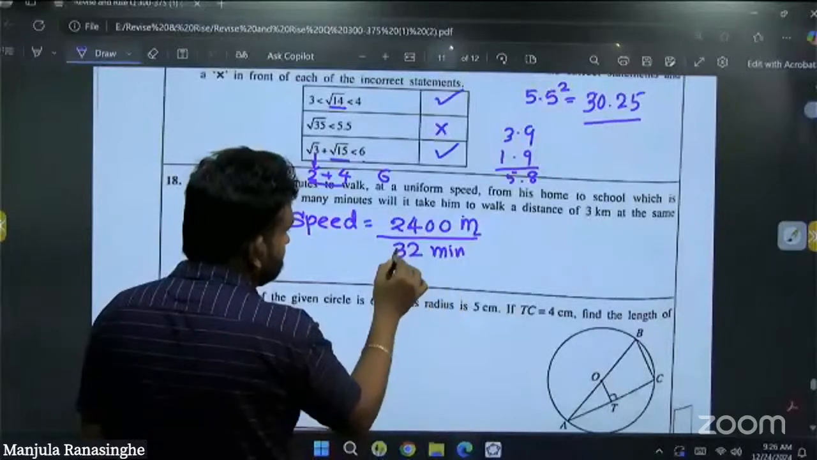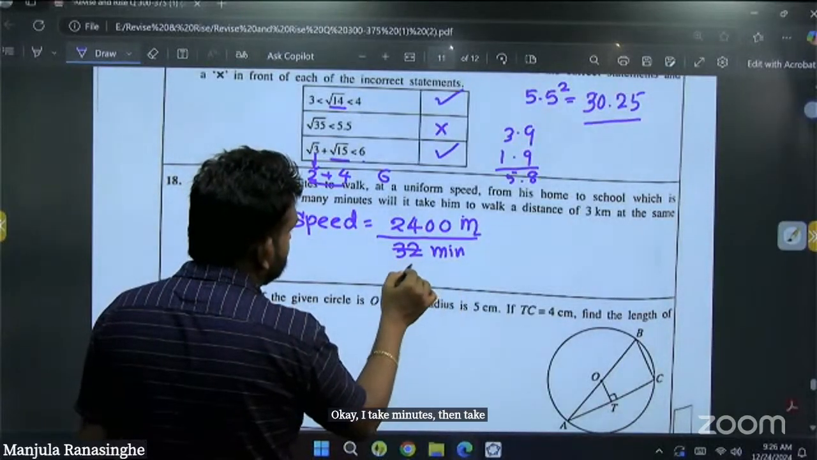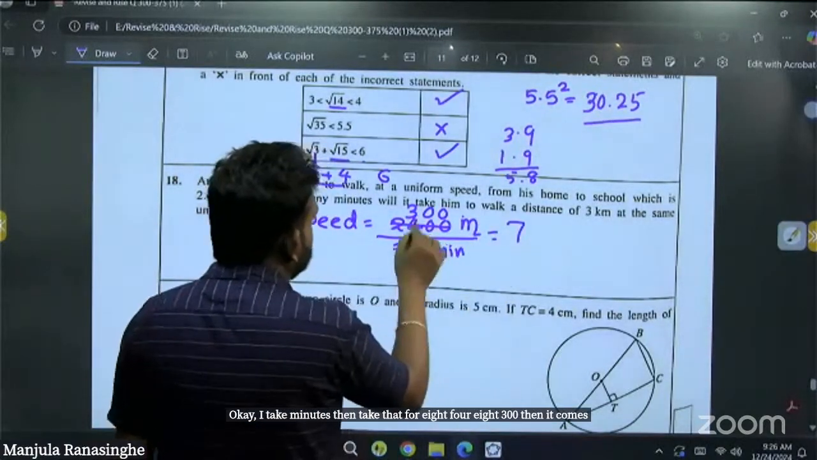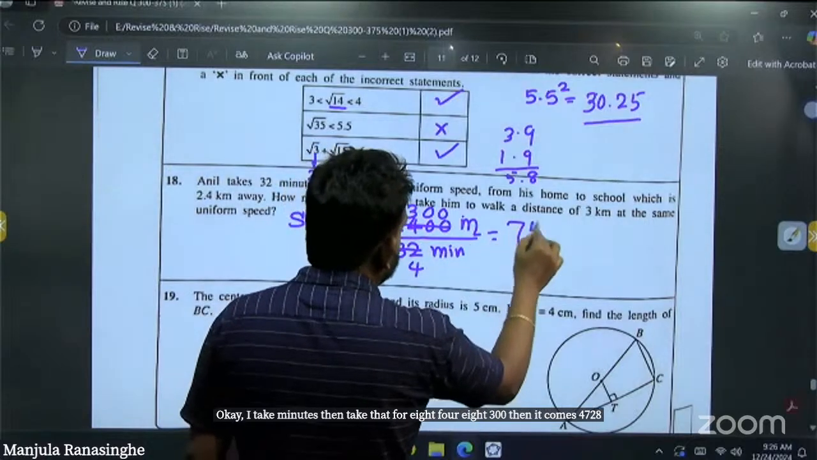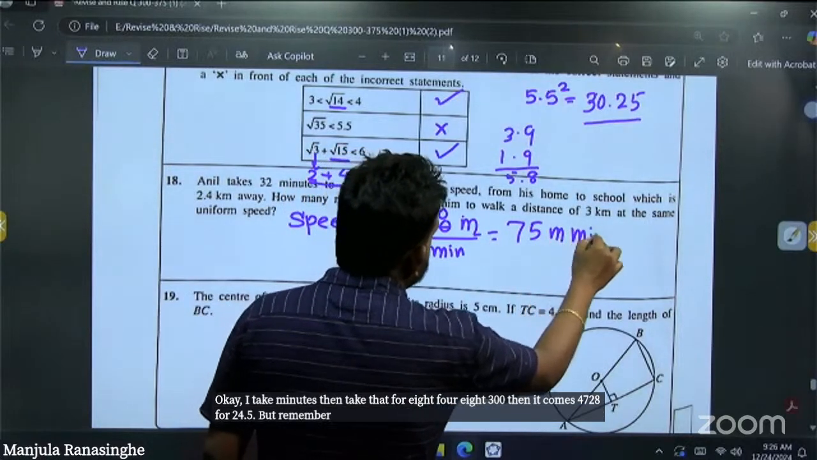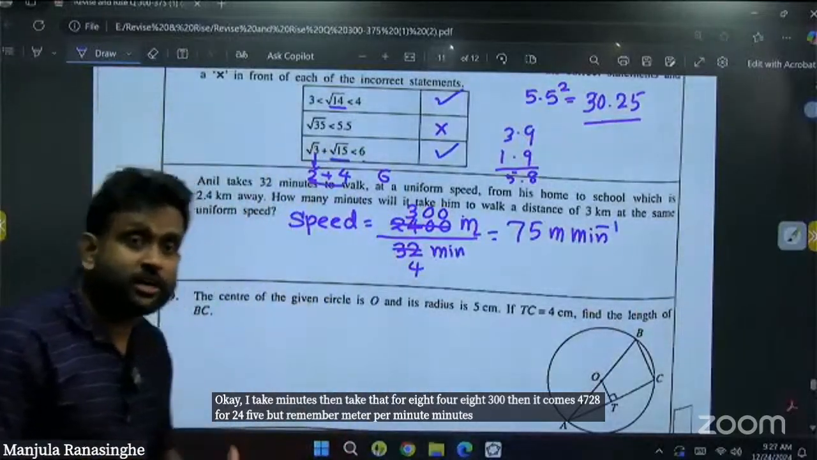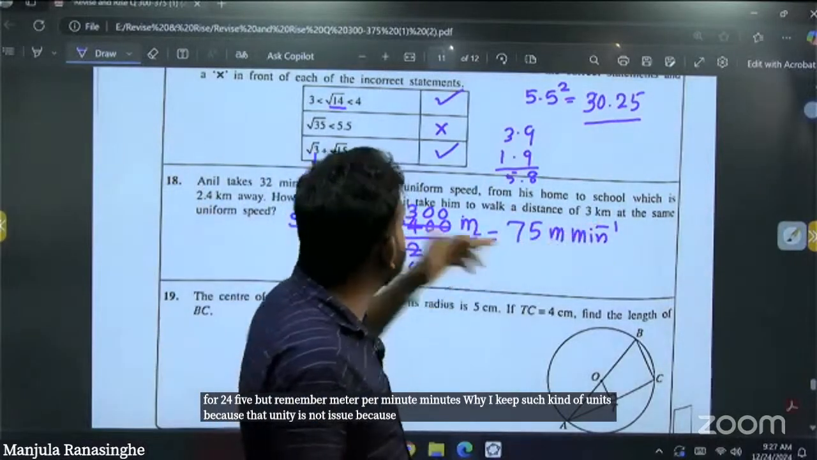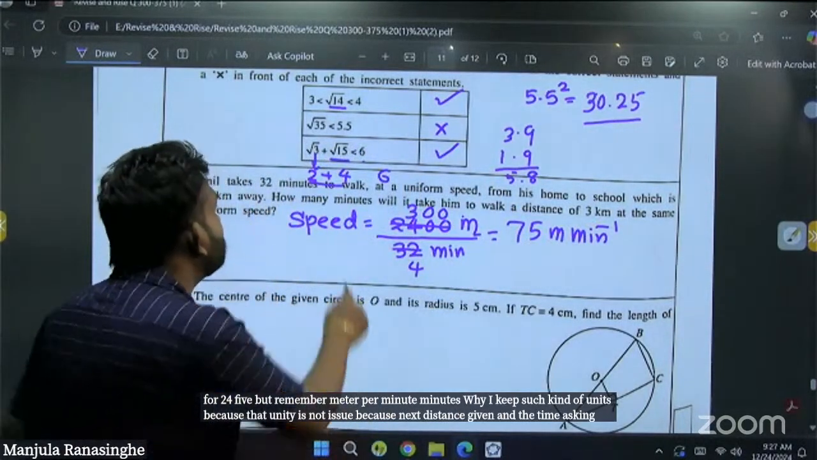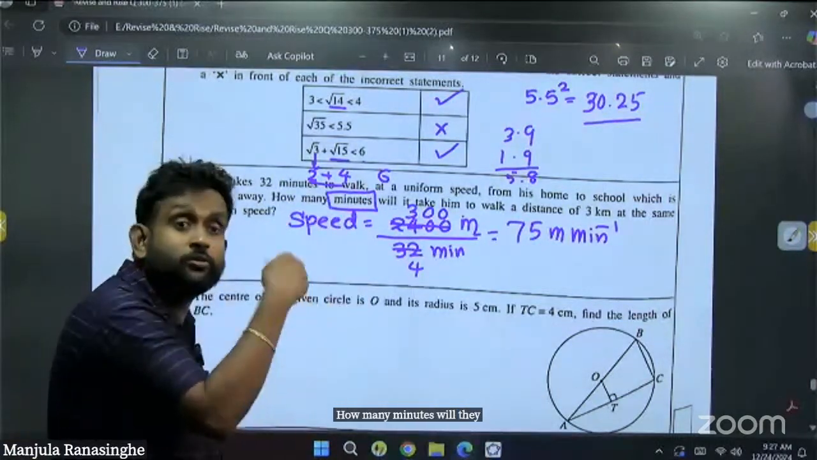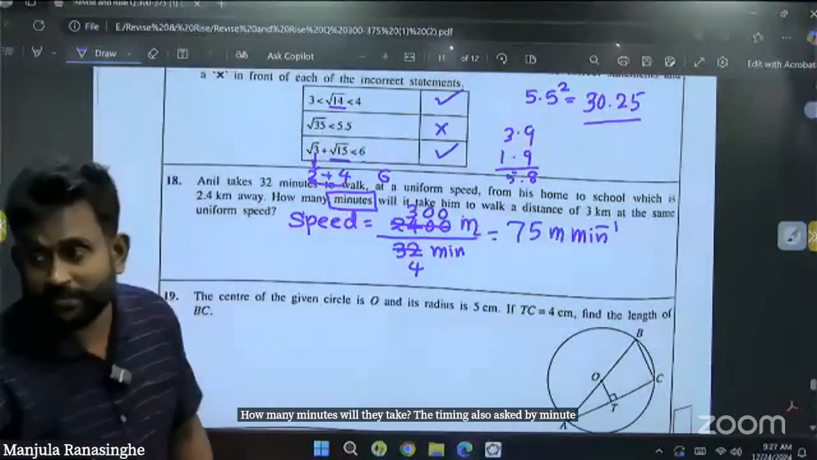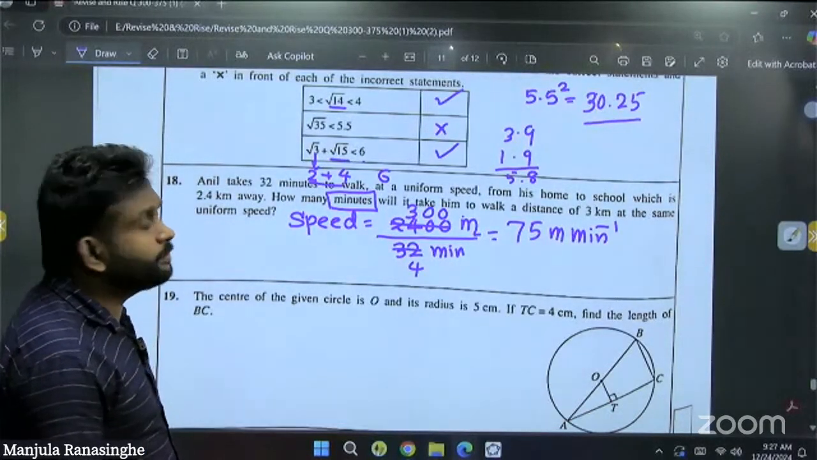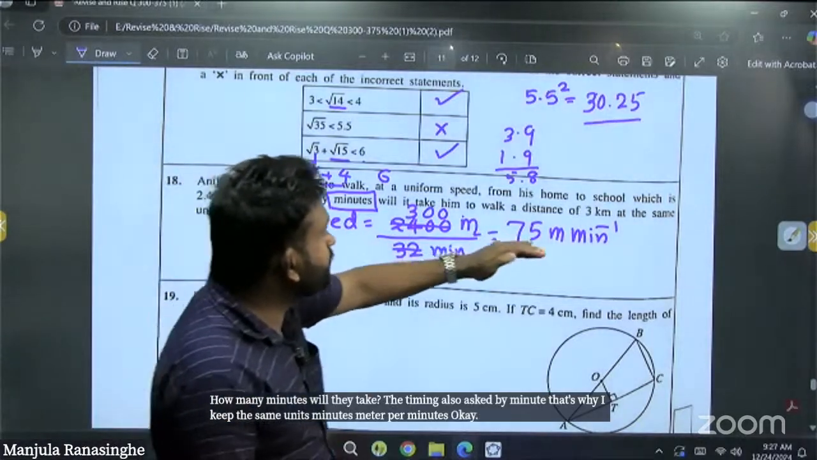Okay, I take minutes. So 2,400 divided by 32 comes to 75. But remember, meters per minute. Why do I keep such units? Because the next distance is given and the time is asked in minutes. The time is also asked in minutes. That's why I keep the same units, meters per minute. Okay, then this is the speed of the first journey.